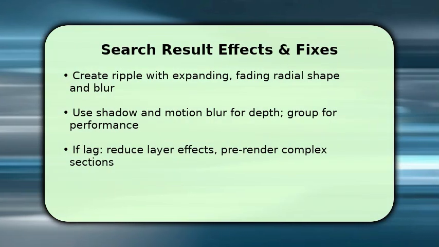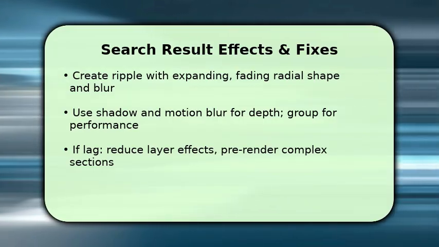Finally, produce the search result action. Animate a ripple by scaling a radial shape from 0 to desired size while decreasing opacity and adding a fast Gaussian blur. This reads as a click.